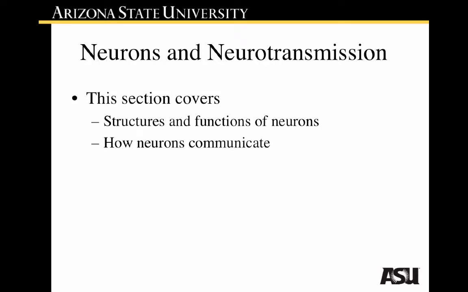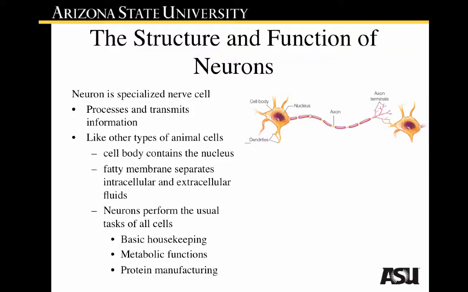Today we'll be talking about neurons and neurotransmission, which will cover the structures and functions of neurons as well as how neurons communicate with each other. So let's start with the structure and functions. The neuron is a specialized nerve cell. It processes and transmits information.